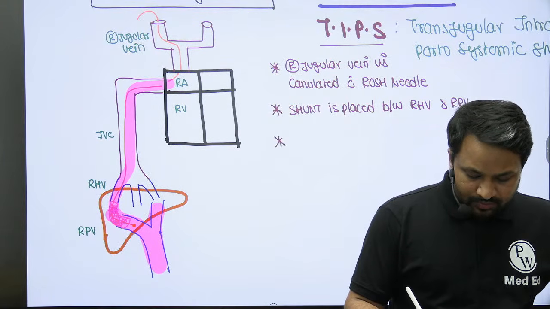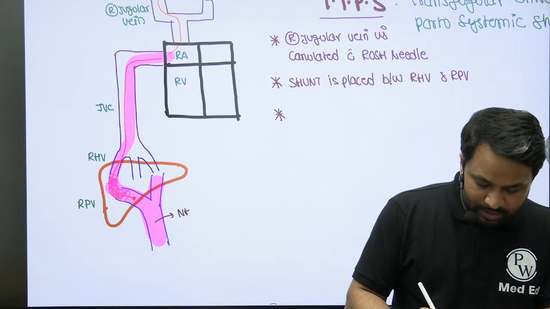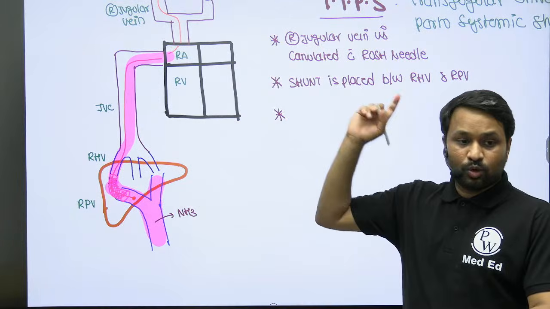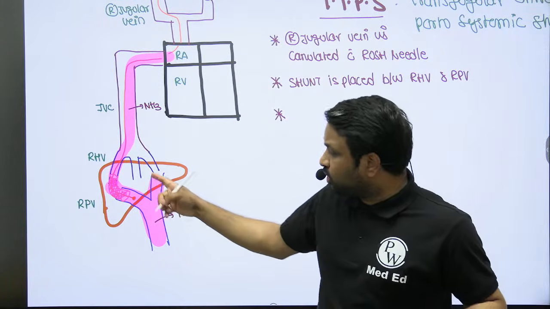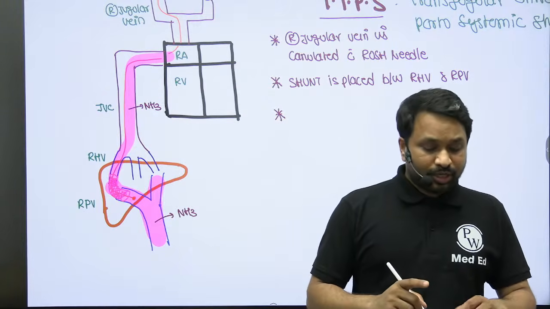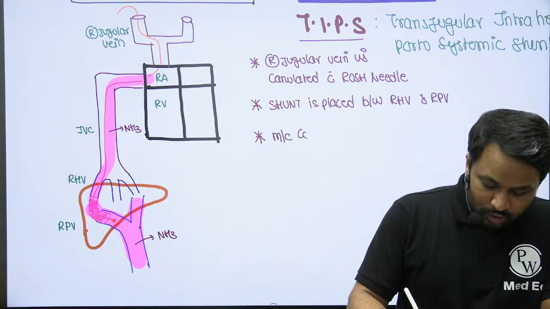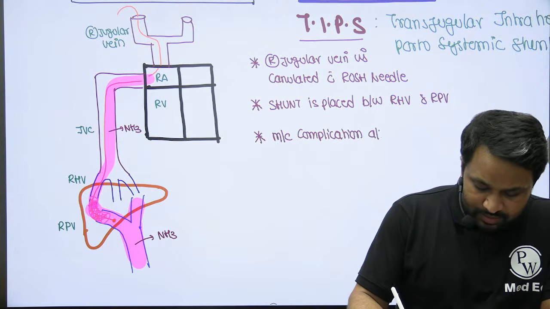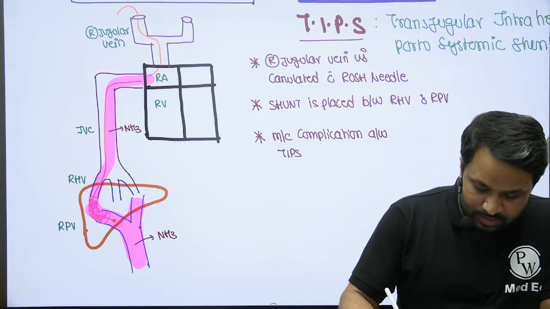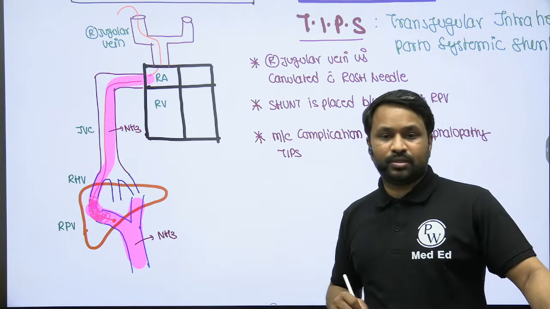Now once you have done this, what is the problem? We all know that the portal blood is rich in ammonia. It converts into urea in the liver. But now what is going to happen? This ammonia-rich blood is not going to the liver, it is directly going into the circulation. So ammonia-rich blood reaches the circulation, resulting in encephalopathy. So the most common complication associated with TIPS is going to be encephalopathy.